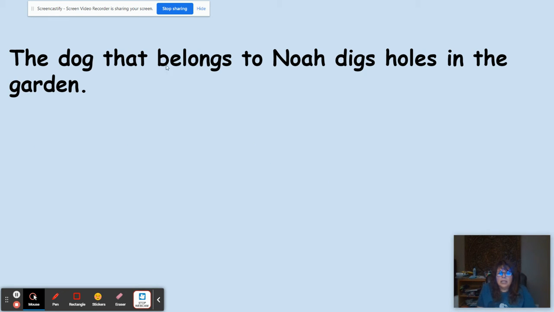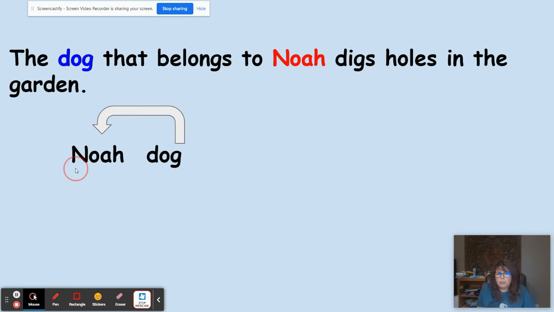Next, the dog that belongs to Noah digs holes in the garden. So whose dog is it? Noah. So Noah is the one that I'm going to make into a possessive noun. What belongs to him? The dog. So I'm going to put Noah first, and then I'm going to put dog. And I know that the dog belongs to Noah, so I'm going to make Noah into a possessive noun.